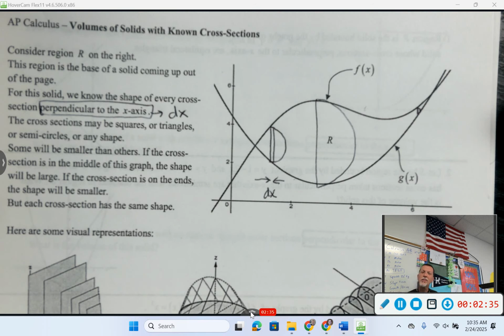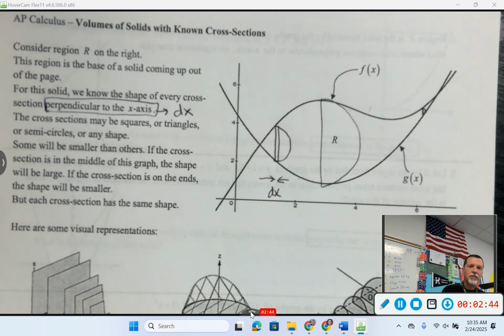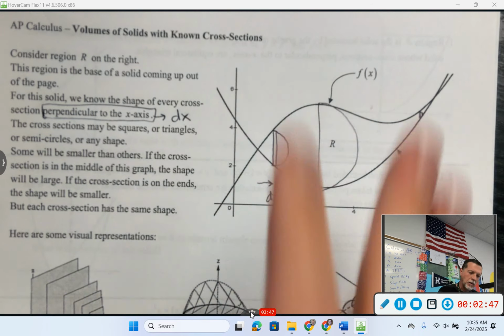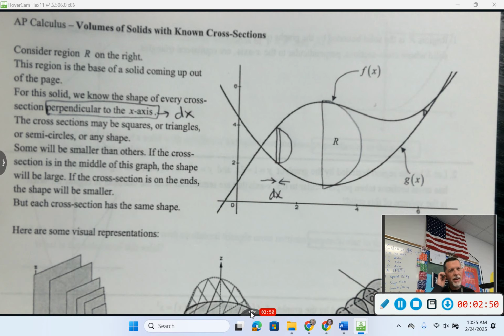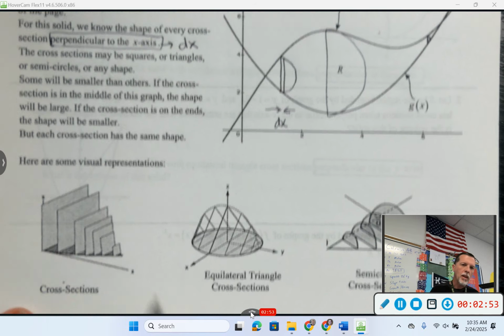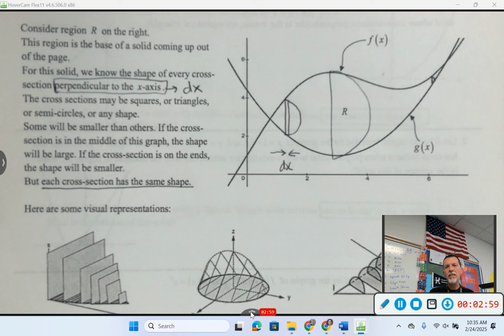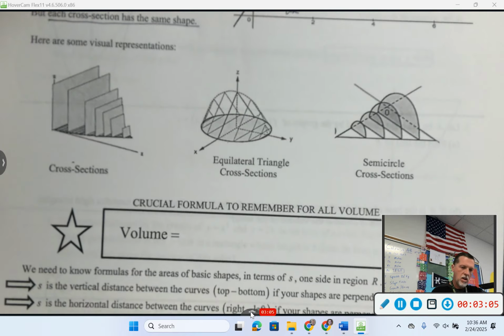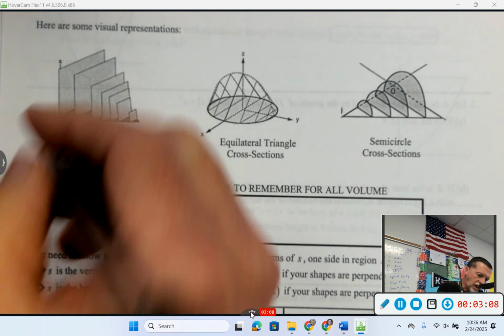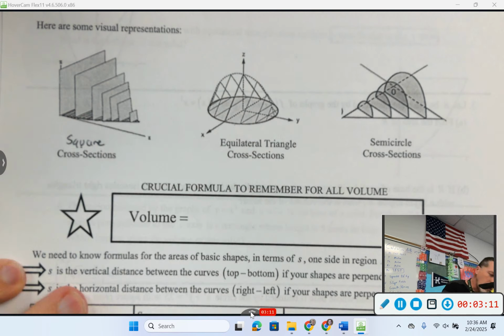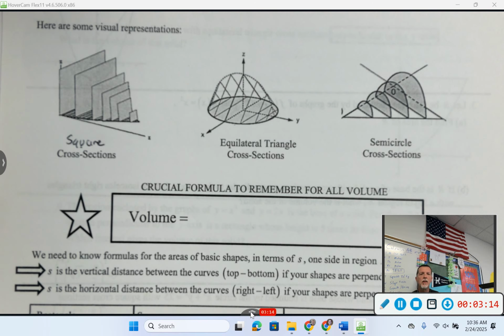Part of the trick of these problems is understanding what they're telling you, and can you visualize what's going on. It's always hard to draw a 3D picture on a 2D graph, but certainly with shapes it's tricky. The big deal is that each cross-section has the same shape. It's not squares and triangles and semicircles. They're all one of the shapes. Again, there's some pictures. I think this left off the word square, because those are square cross-sections on that first one. The second one's equilateral triangles. The third one's semicircles.